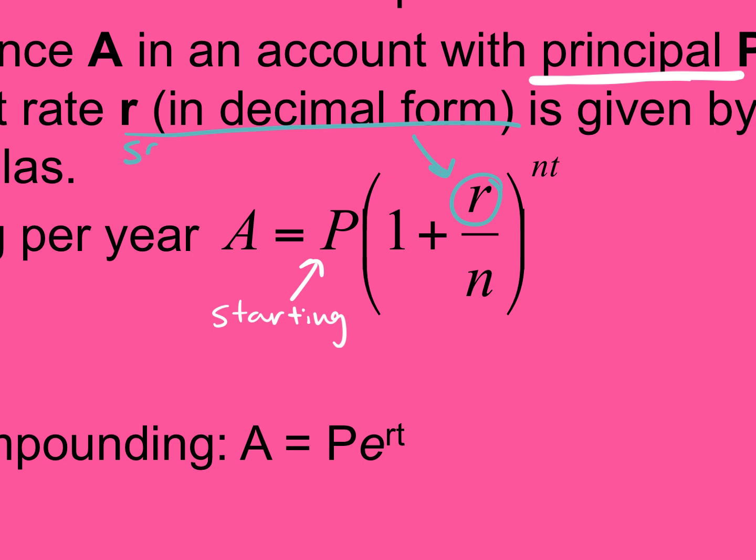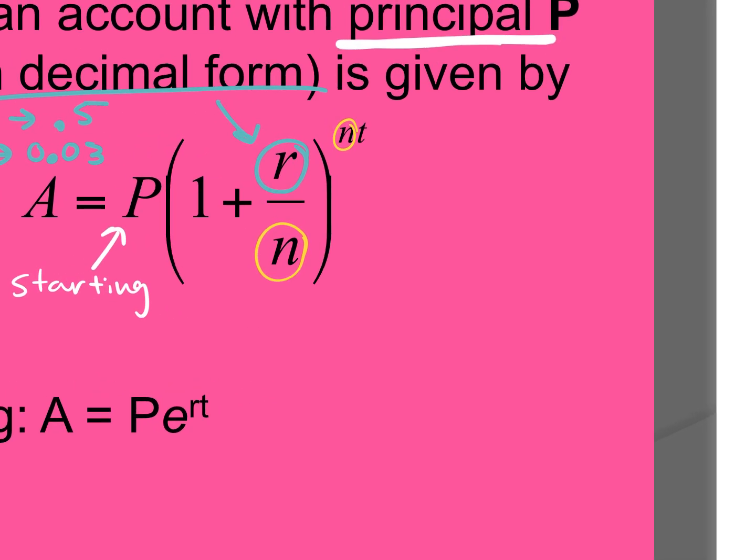So if it gave me 50%, what would the decimal version of 50% be? 0.5. Perfect. So you just move the decimal twice. If we had a rate of 3%, what's the decimal version of 3%? 0.03, perfect. So just move the decimal place twice to get the decimal version of your percent. N is the amount of times that it's compounded per year. So it'll give us some wording for n, and we have to figure out the number.